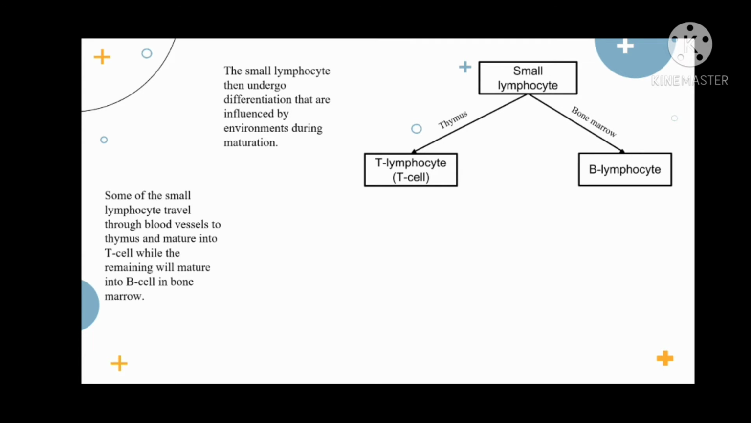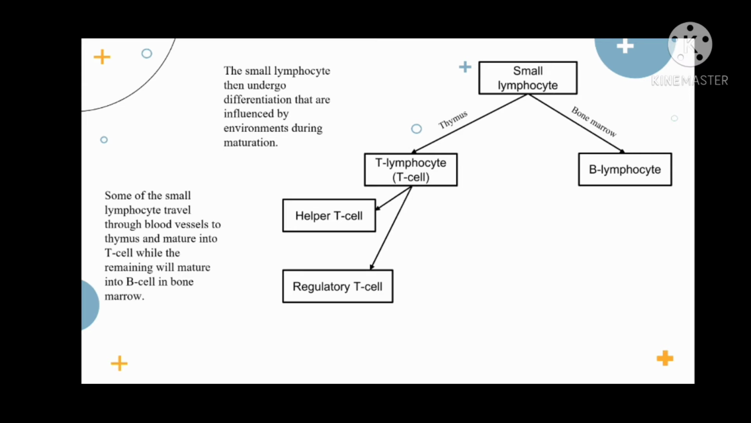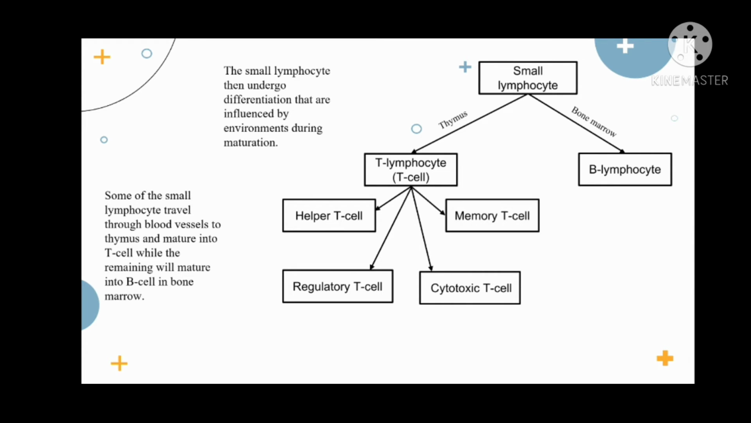The T lymphocyte, or T cell, will differentiate into more specific T cells. The T cell will differentiate into helper T cell, regulatory T cell, cytotoxic T cell, and memory T cell, while the B lymphocyte will differentiate into plasma cells, which can produce antibodies.